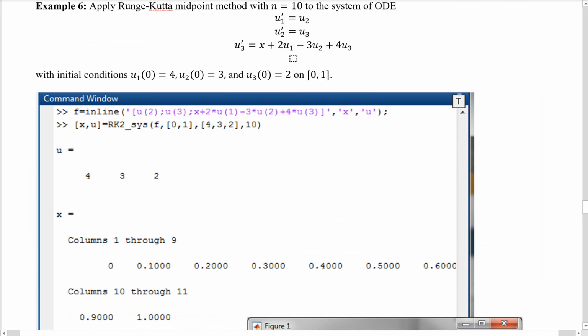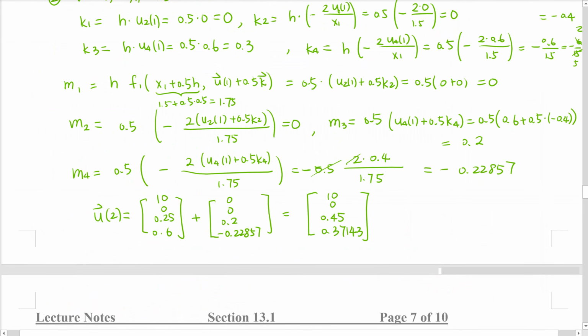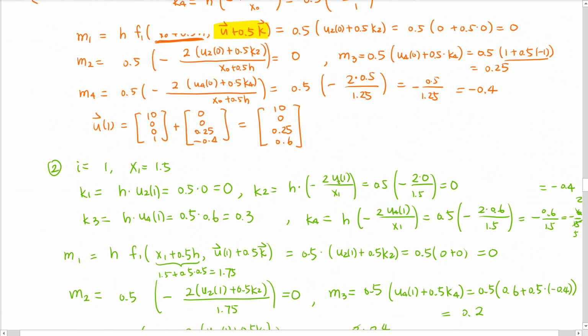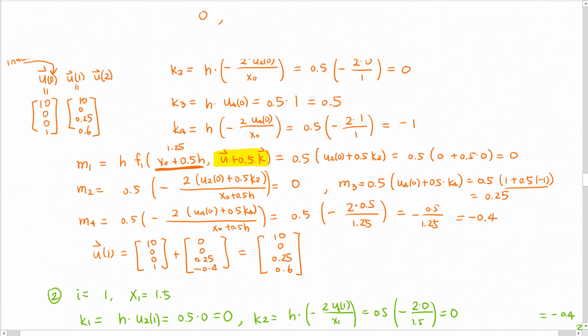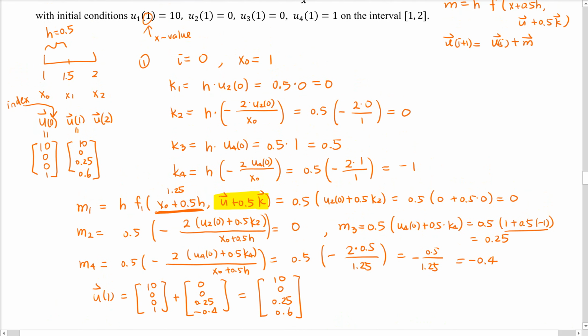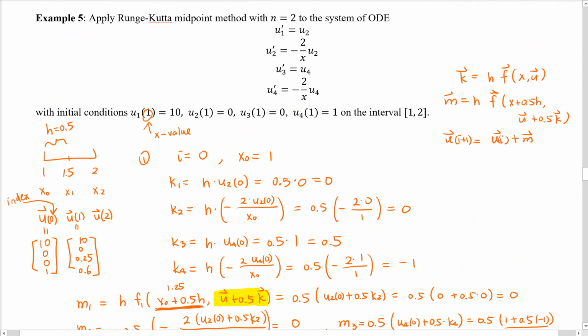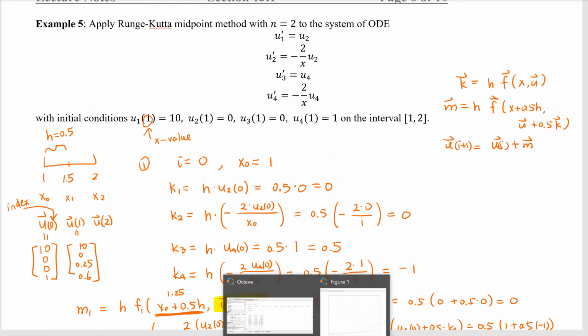We can also check our work. Yeah, why don't we check our work? We spent 20 minutes working on this example. Let's check our work to see whether we're good. Okay, let's see.